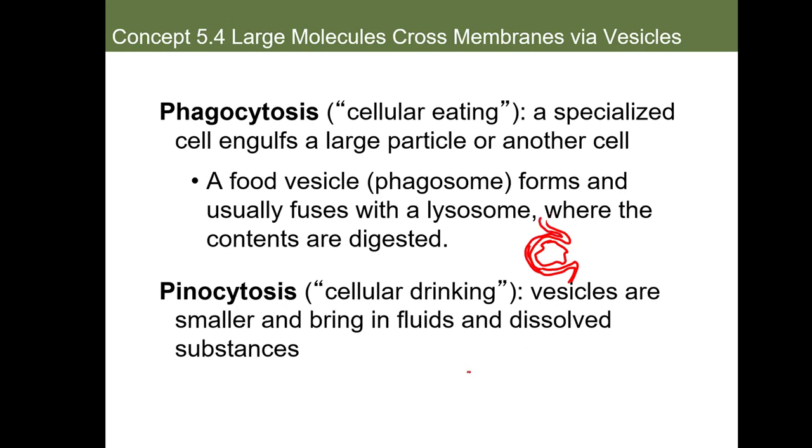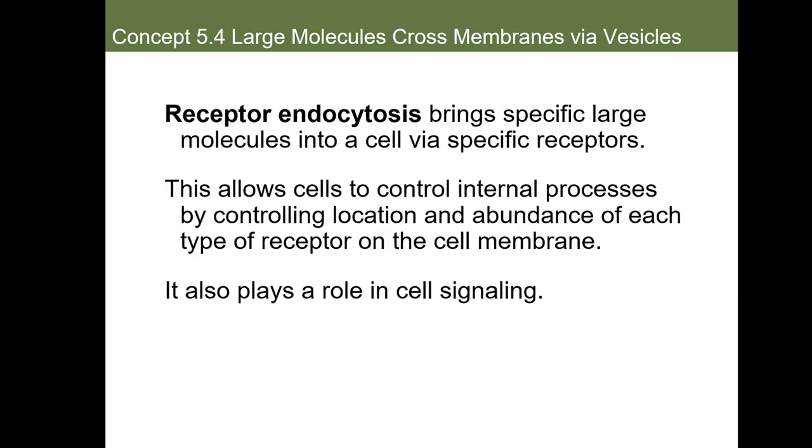Pinocytosis takes in particles and fluid that are smaller. Receptor endocytosis brings specific large molecules into a cell via specific receptors. This allows cells to control internal processes by controlling location and abundance of each type of receptor on the cell membrane. It also plays a role in cell signaling.